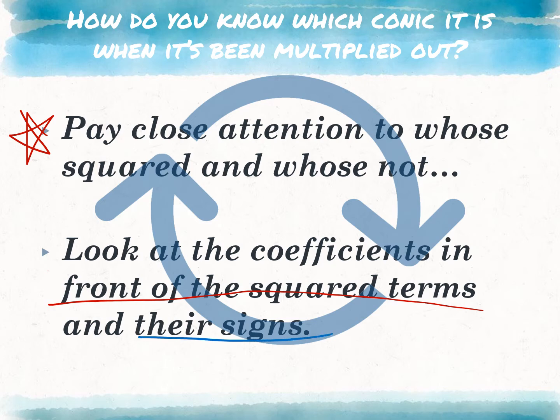Signs. If the coefficients are different and it's addition, then it's an ellipse. If the coefficients are different with two values squared and it's a subtraction sign, then you know it's a hyperbola.